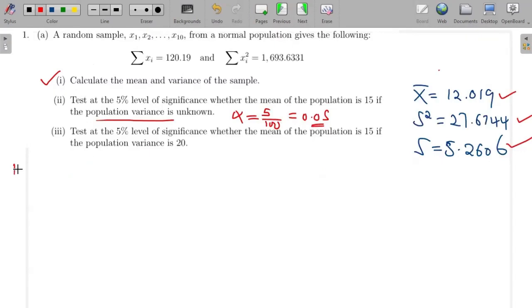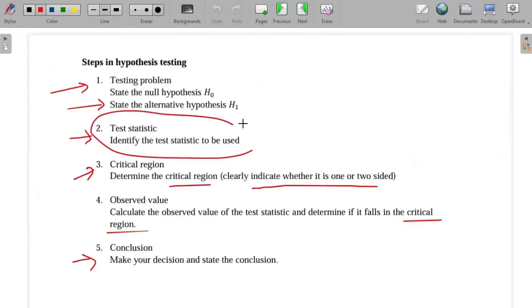So here I'm going to say step 1: the null hypothesis and the alternative hypothesis. Here we test whether the mean is 15, so the population mean is equal to 15. And then the alternative is just going to oppose this statement, meaning that the mean is actually not equal to 15. So this is step 1. Step 2, we have to identify the test statistic.